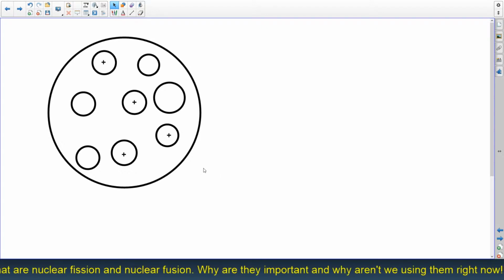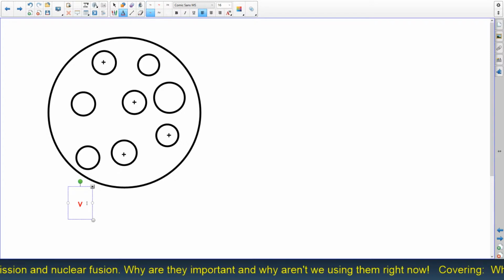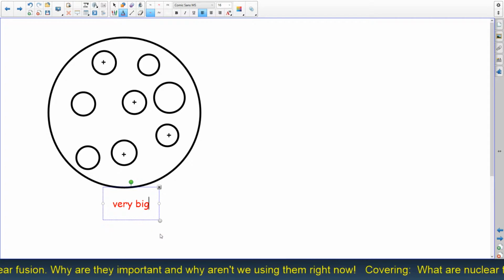Now, once we get to very big nuclei, very big, and of course we say very big comparatively speaking, compared to like hydrogen.